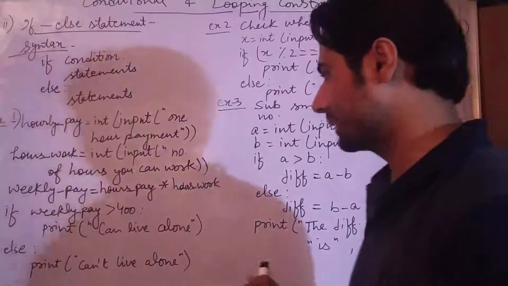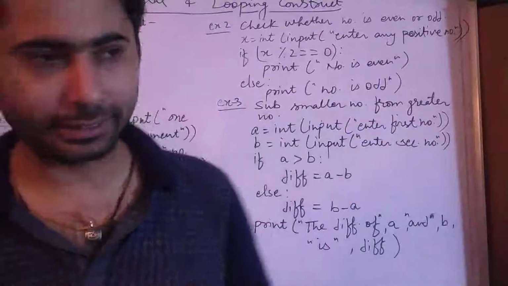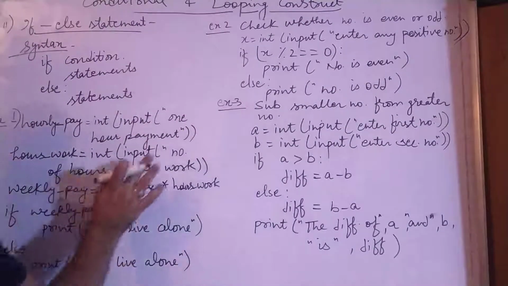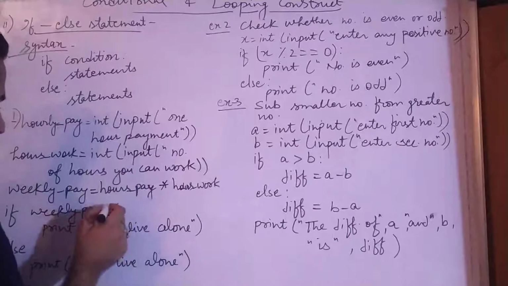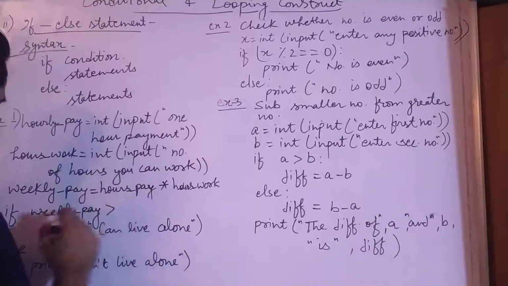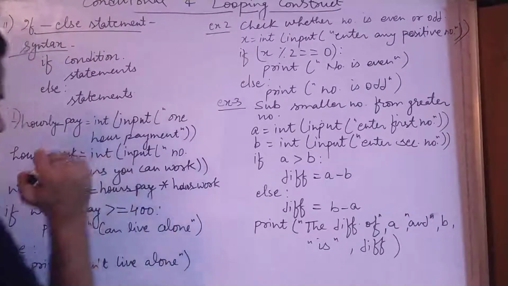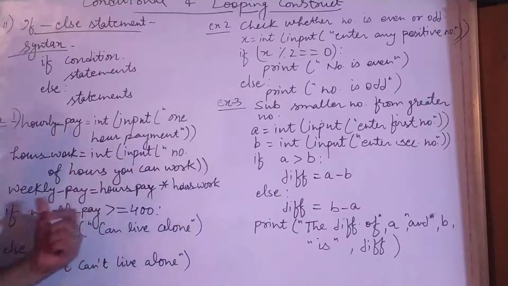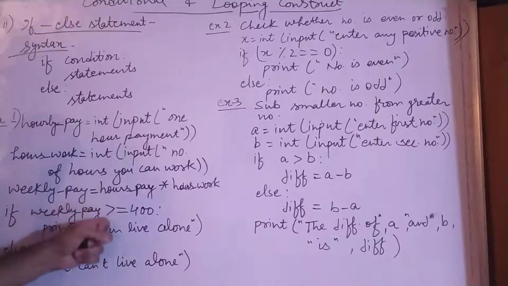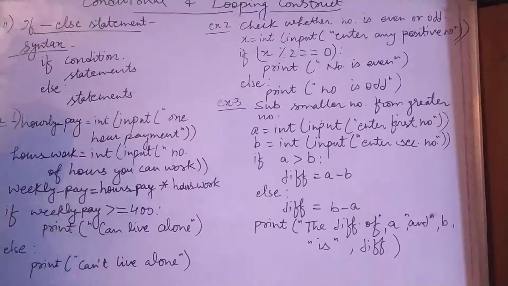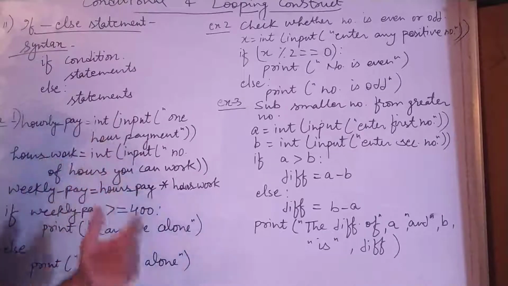यहां पर हम एक चीज और ऐड कर सकते हैं कि if the result becomes 400 तो क्या होगा? Weekly pay greater than equals to 400. If weekly pay is greater than or equal to 400, then the result will print can live alone. Else print cannot live alone. So it is a program of the if-else statement, the if-else condition.